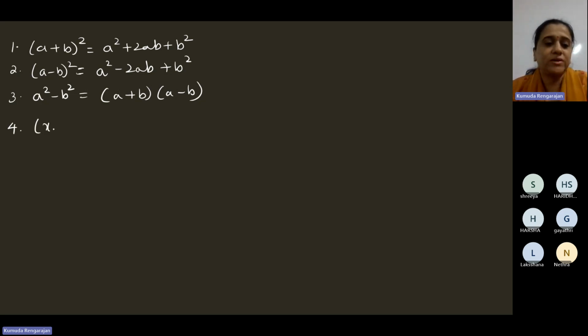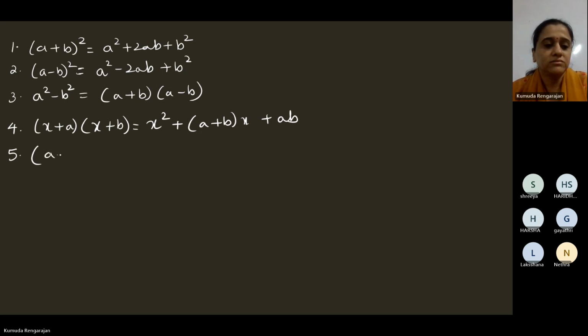What's the fourth one we saw? X plus a into x plus b. X plus a into x plus b is equal to? X squared plus a plus b of x plus ab. Harsha, are you there? Harsha?